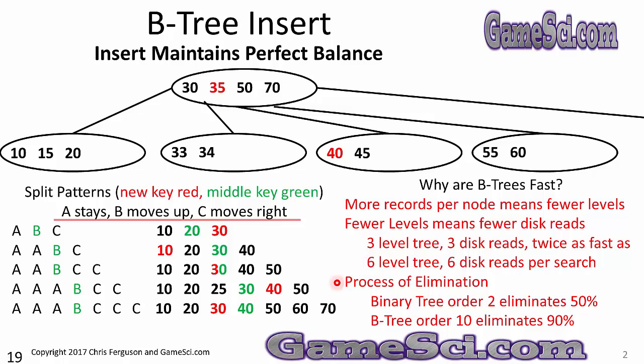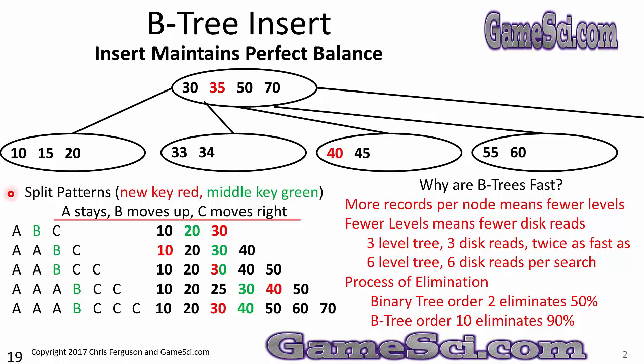There's also a process of elimination. A binary tree, which is order 2, eliminates 50% of the remaining items by deciding to go left or right. A B tree that is order 10 eliminates 90% of the remaining possibilities. What? How does that work? You scan a node of a B tree. You decide one of 10 paths to take. Well, 90% of the other items are down the other paths. By selecting one child among 10, you're eliminating 90% of the remaining items in the tree. Items you no longer have to search.